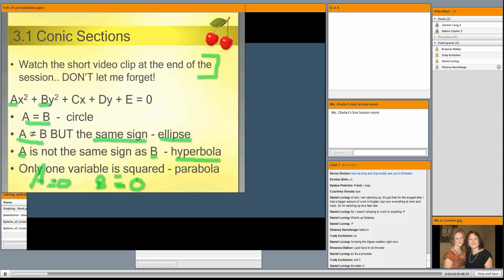If A equals 0 or B equals 0, then it's a parabola. Okay, so all you're doing, it doesn't matter. All the rest of the equation doesn't matter. The only thing you're paying attention to are the two terms that have the squared variables.